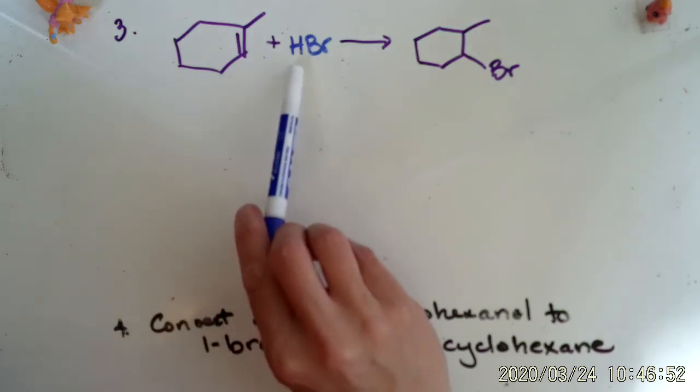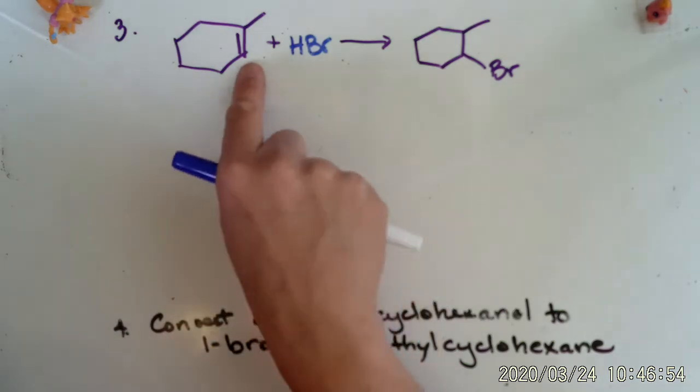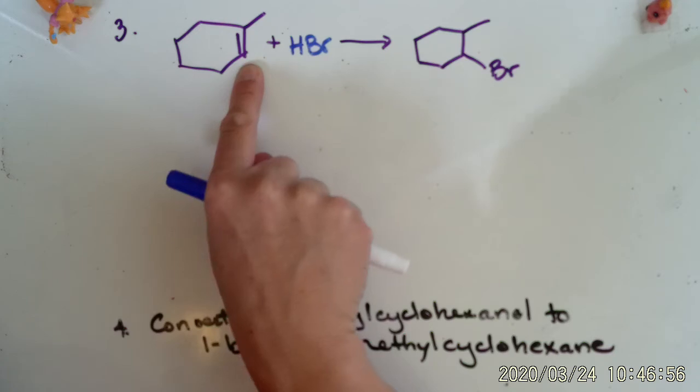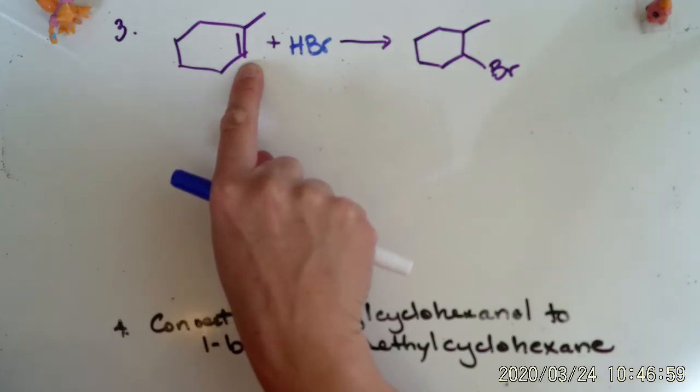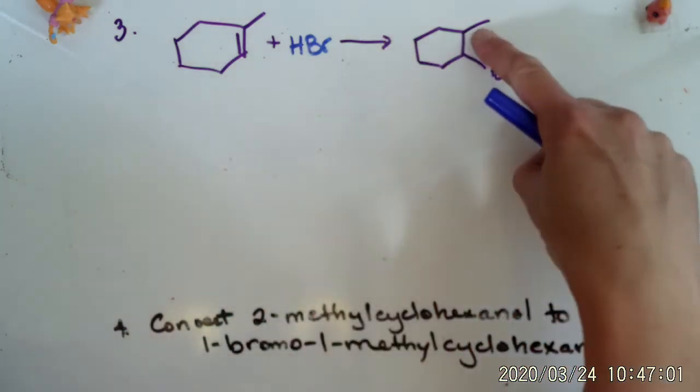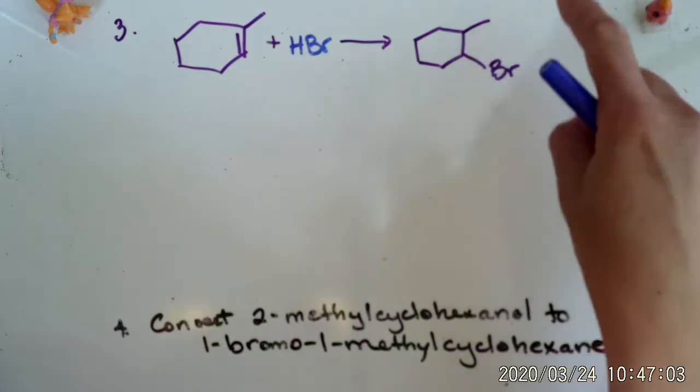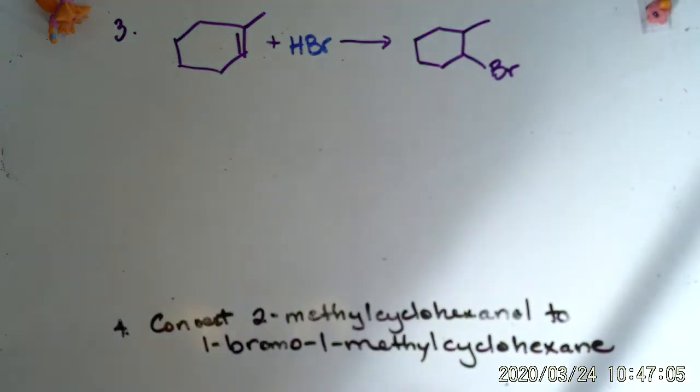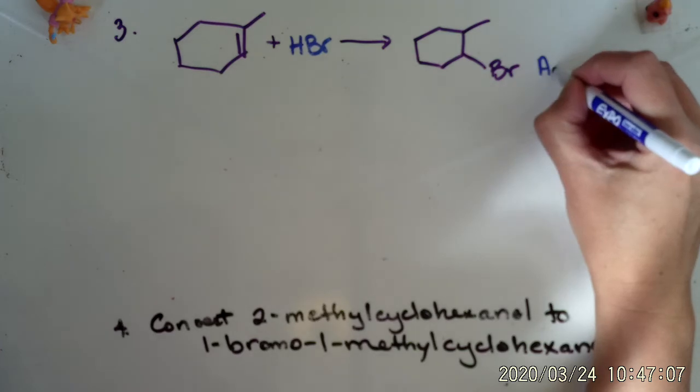But if that's the case and that's my electrophile, shouldn't it go here? Isn't that what we just did, where it should go on the carbon with the most hydrogens? But it's not. It went on the carbon that had the fewer hydrogens. This is an anti-Markovnikov product.